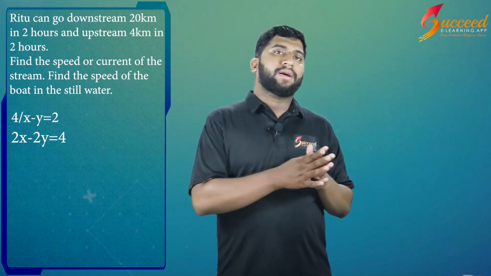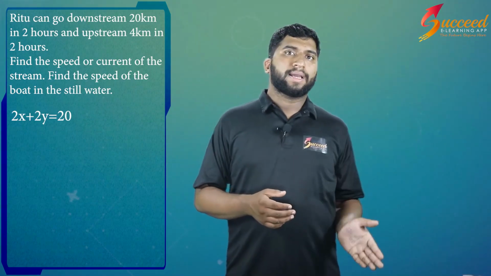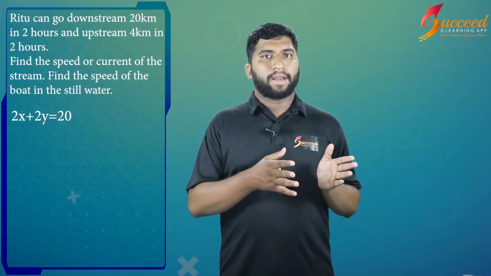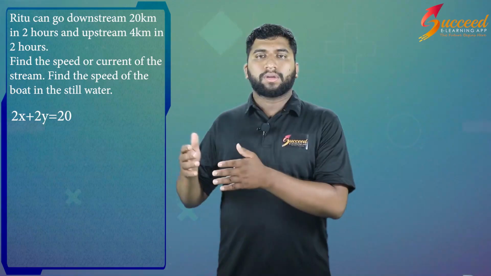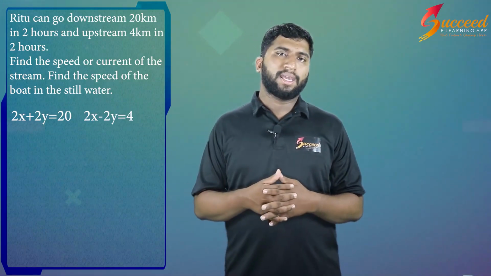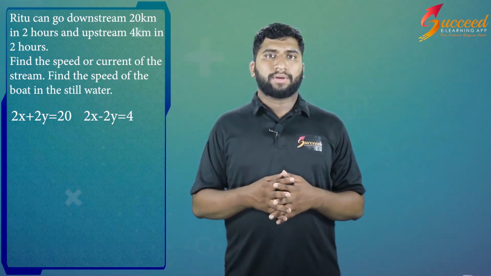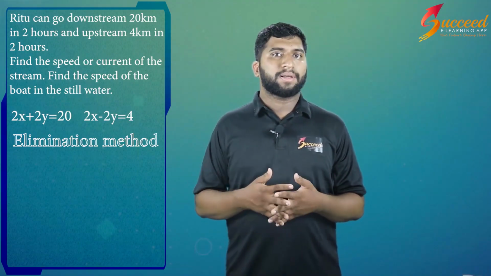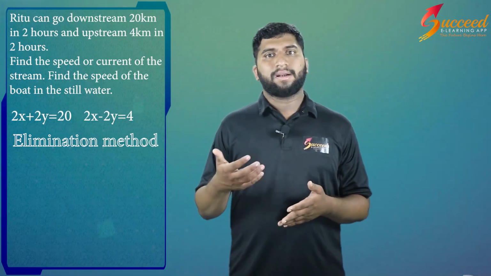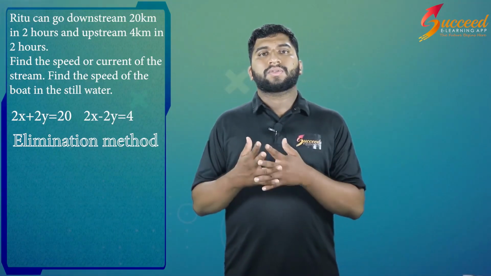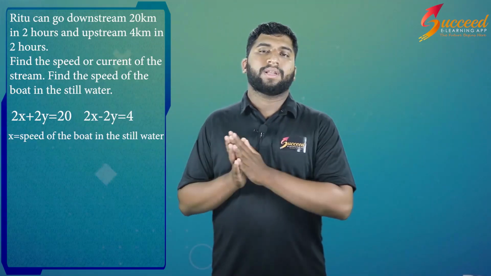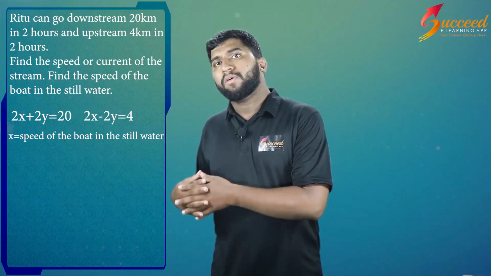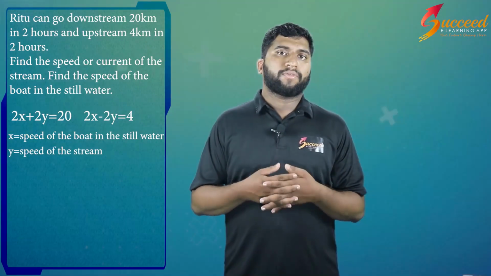So here we have two equations: 2x plus 2y is equal to 20 from the downstream, and 2x minus 2y is equal to 4 from the upstream. By solving these two equations using the elimination method, we get the answer for x and y. The value you get for x will be the speed of the boat in still water, and the value you get for y is the speed of the stream.